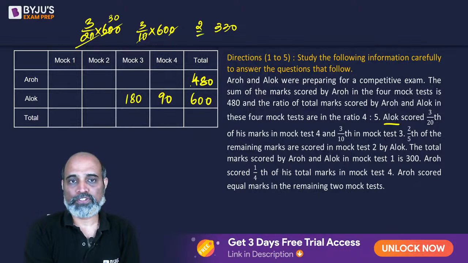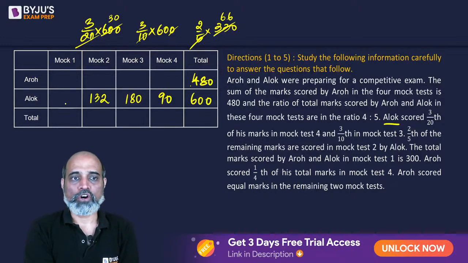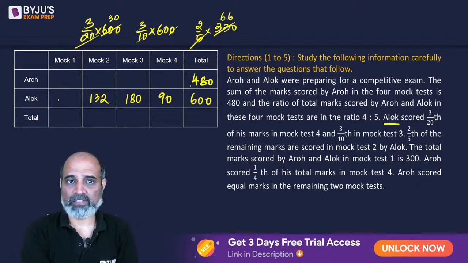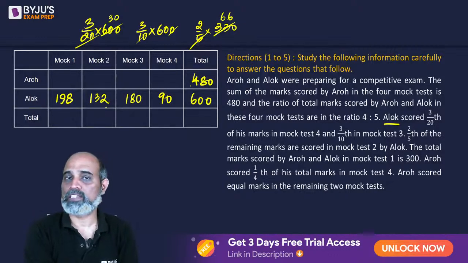So 2/5 of the remaining marks. Remaining marks is 330 for Alok right now. It's 2/5. So 2/5 will become, this is 66. 2 into 66 is 132. So obviously the remaining out of 330 will be here. So this is going to be 198. 198 plus 2 is 200. 200 plus 130 is 330. Okay, let's look at the next statement.